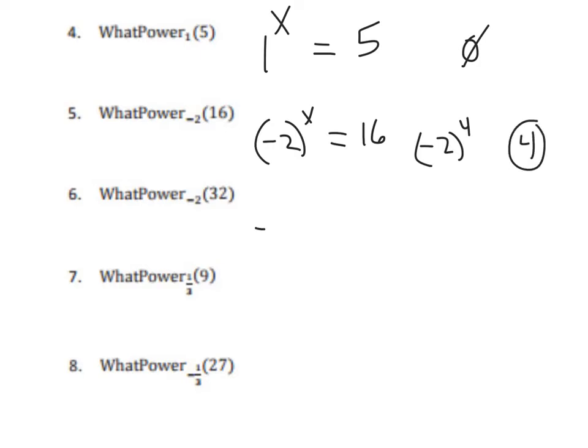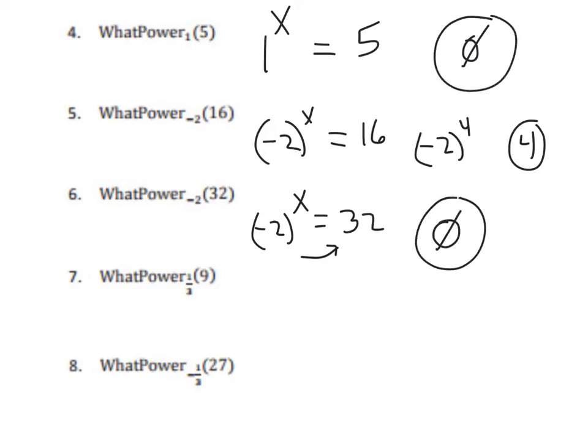This one, negative 2 to what power equals 32? Well, if I do a negative 2 times negative 2, that gives me 4. We just did this and got 16. But what's 16 times another negative 2? It's negative 32. There's no way you can sit there and try all day. No way this is going to happen. So there's another no solution.